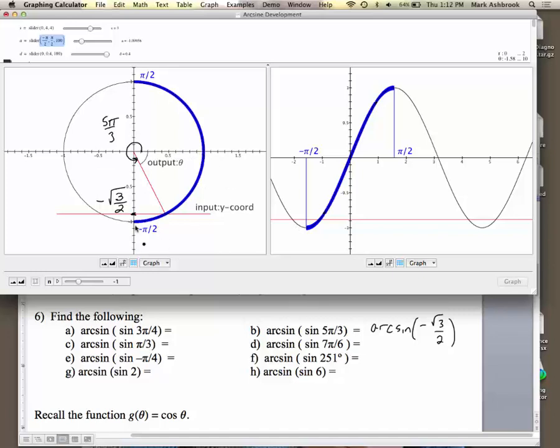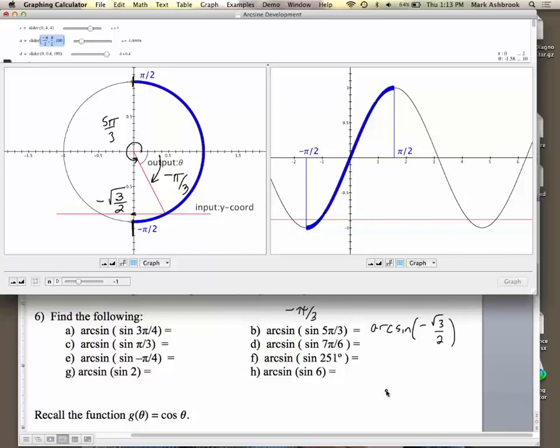It's got to be an angle between negative pi over 2, meaning swept clockwise from 0, to pi over 2, swept counterclockwise up to the top. It's got to be a negative angle. It's got to be this negative angle, which is negative pi over 3. The range is from negative pi over 2 to pi over 2. So if your y value is negative, it's going to be some angle between negative pi over 2 and 0 for the arcsine. So the answer to B is negative pi over 3.